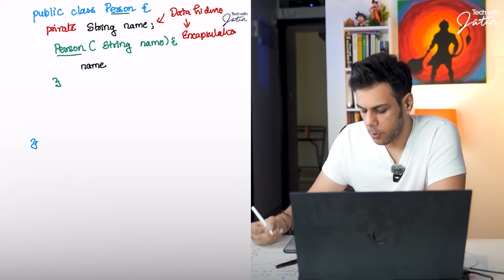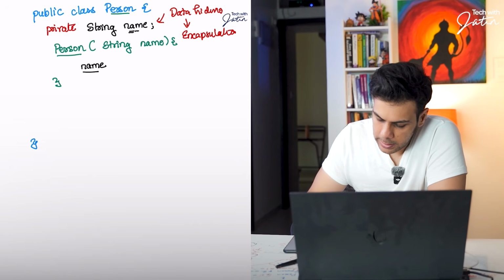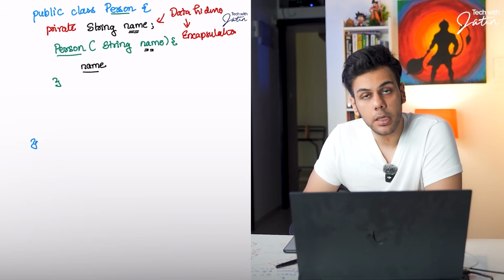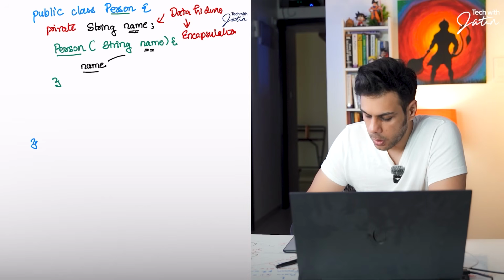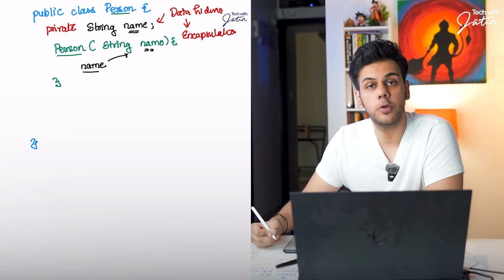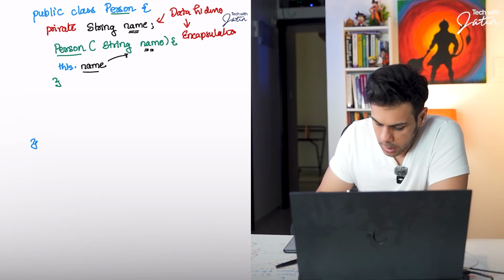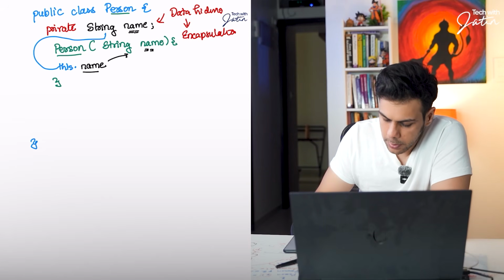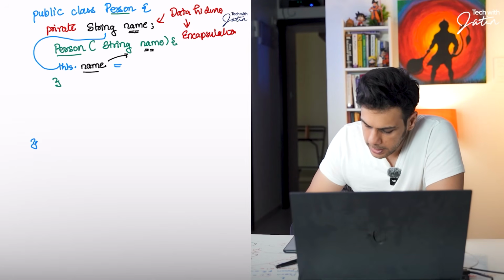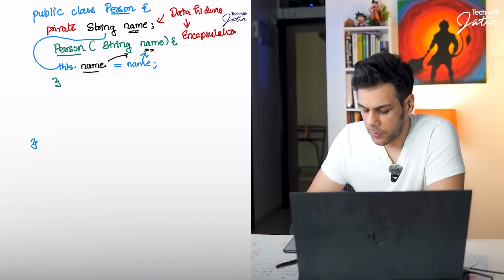If I am going to write name over here, my friends, what is name? Is name referring to my instance variable or my local variable? Within a method, the importance is always given to the local variable. How do I refer to the instance variable? You will say with the help of the this keyword. So when I say this dot name, Java refers to the string name, the instance variable. And when I just say name, Java refers to the local variable.